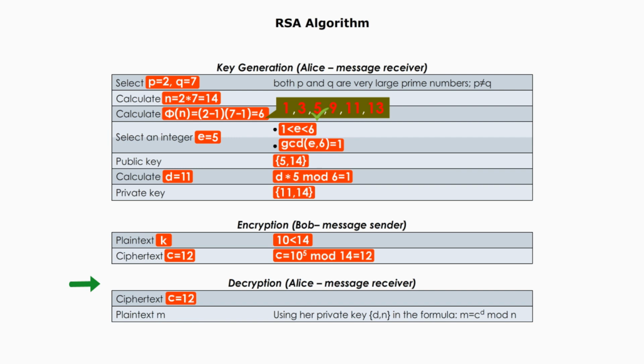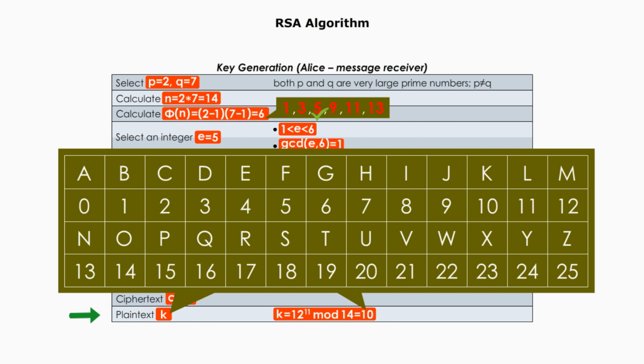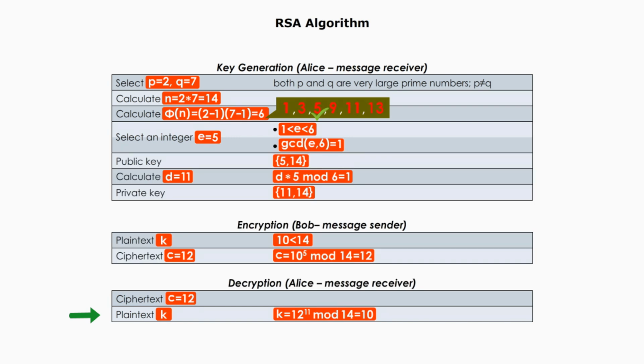Now the third step, decryption by Alice. Alice will use her private key, 14 and 11, and plug the ciphertext 12 in the formula, and Alice gets 10. Alice uses the table to convert 10, she gets K, which is Bob's original message. The whole process, encryption and decryption, is done.